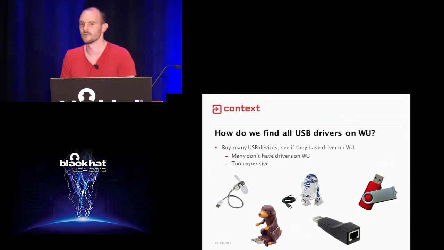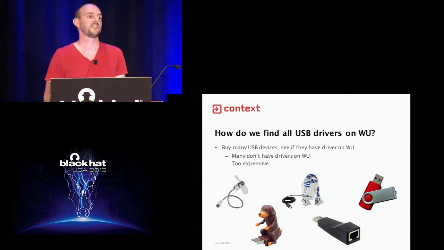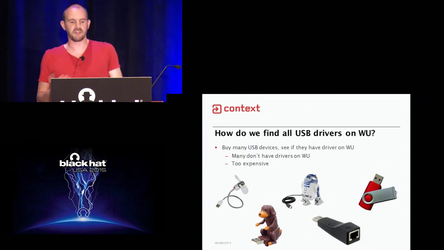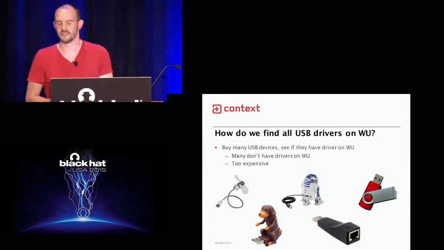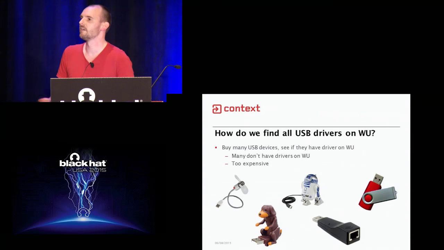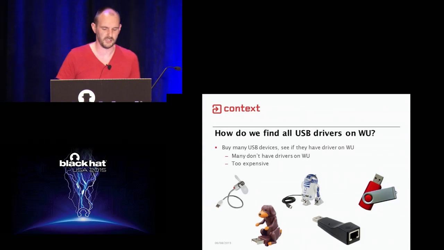So how do we go about finding all the drivers on Windows Update? The first thing we did, we emptied our drawers, pulled out all the USB devices we could find, started plugging them in and monitoring what's happening. My personal favorite there is the little dog. I enjoy that one. But we ran out of devices quite quickly, and we only had the sort of devices you'd have around your normal office, apart from maybe the dog. So we were left with a number of options. We could go and buy as many devices as we could find, but there's no guarantee we'll find all the devices, costs start racking up, and there's a slow turnaround.